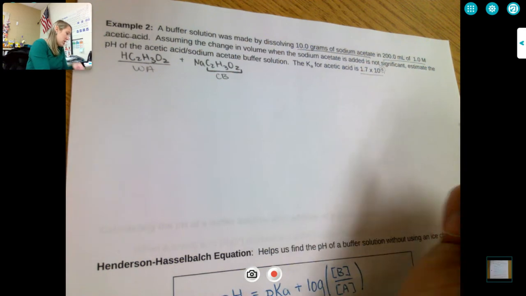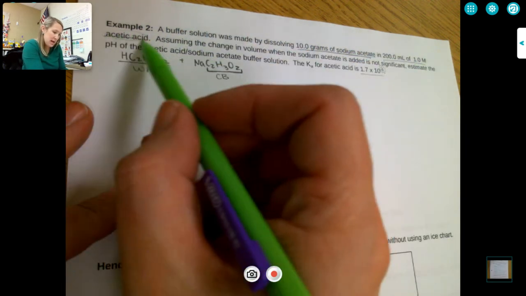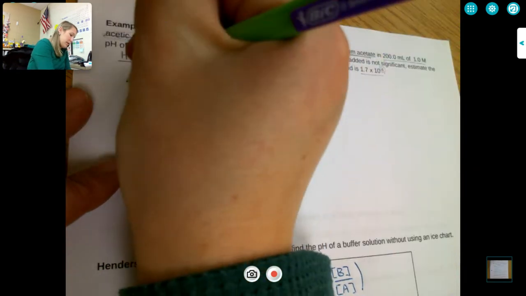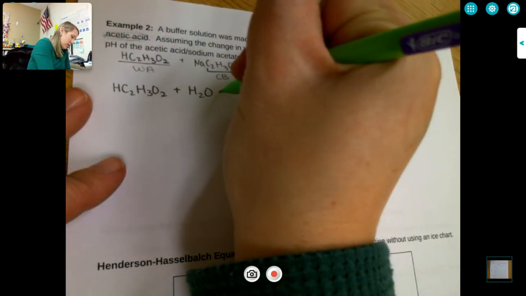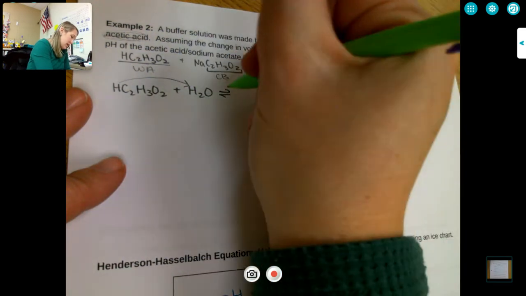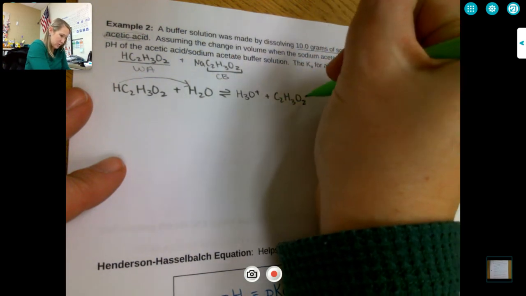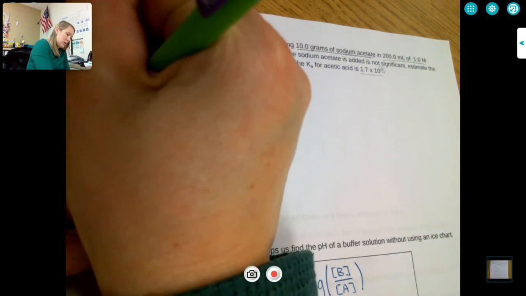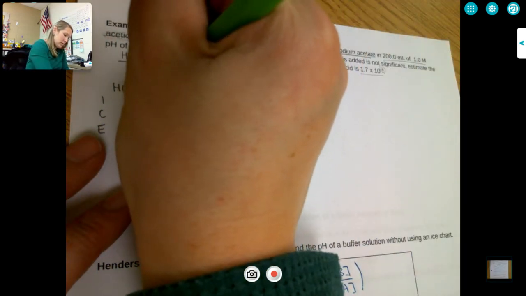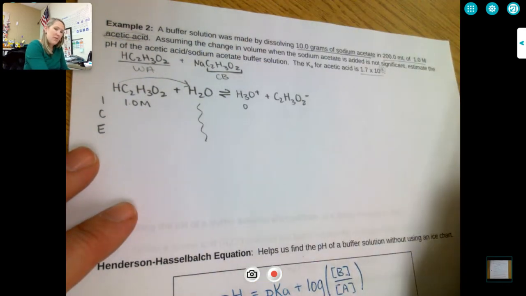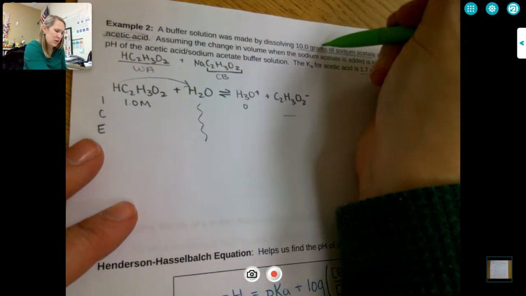We are doing a reaction where we are looking at sodium acetate and acetic acid, and we have acetic acid in water and we're adding some sodium acetate to it. So we have our acetic acid in water. Okay, it's going to donate its hydrogen. So we're going to have H3O plus and C2H3O2 minus. It's a weak acid, so we know we need an ICE chart. And we are starting with 1 molar acetic acid. We don't care about our water. We don't have any hydrogen ions present. And then we also have our concentration of acetate ions, which we need to figure out.